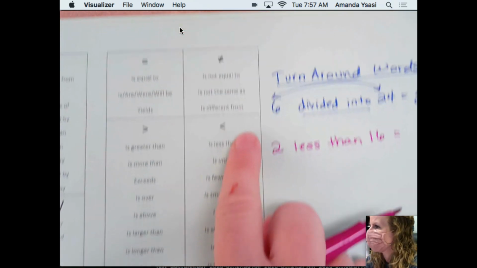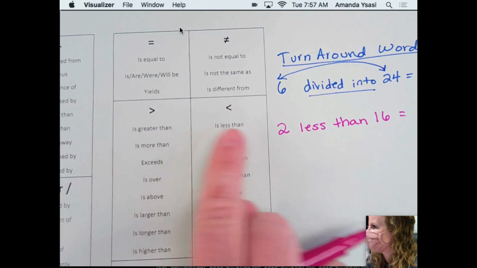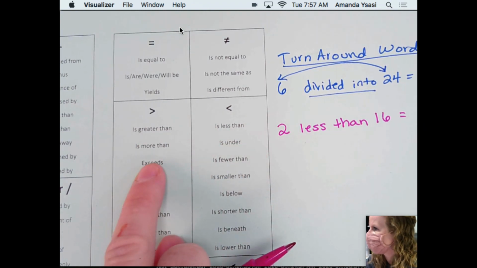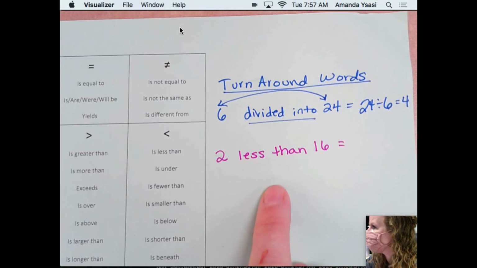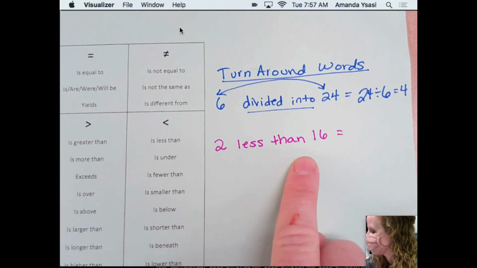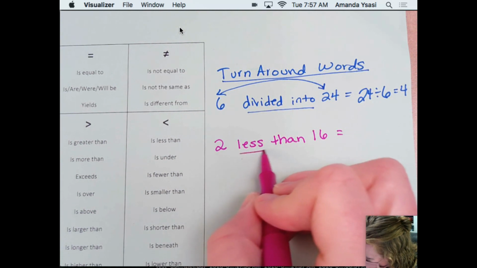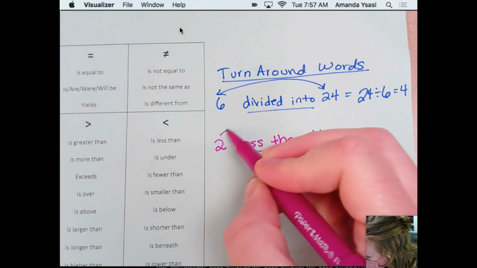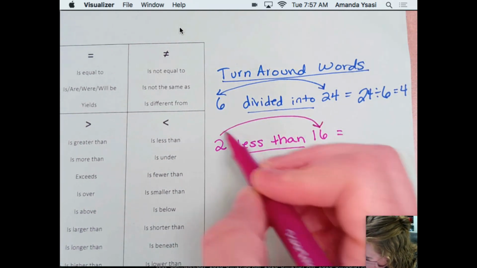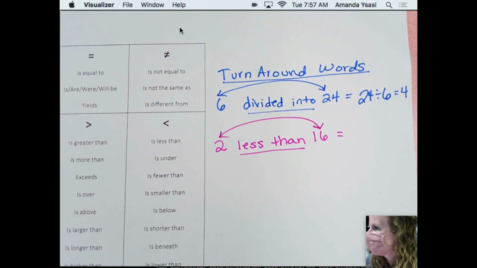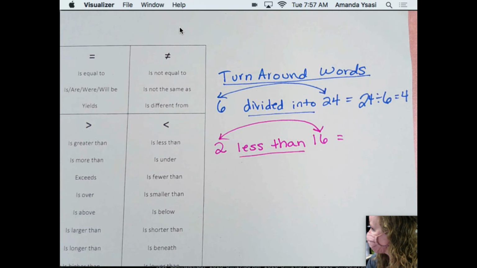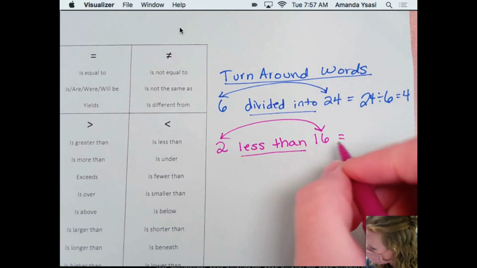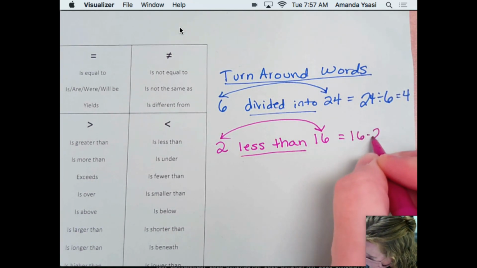See how these have the word is greater than, is less than, is more than. That is tells you it's an inequality. This is just saying 2 less than 16. So 2 less than 16 is a turnaround phrase. So if I have 2 less than 16 means I have 16, I'm going to take 2 away from it. I'm going to put 16 minus 2.